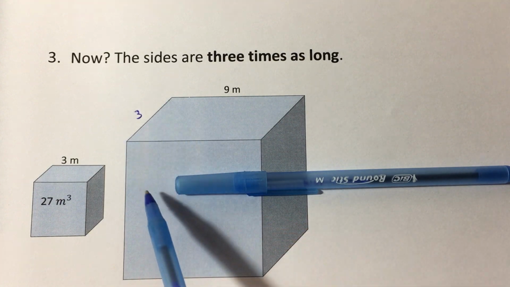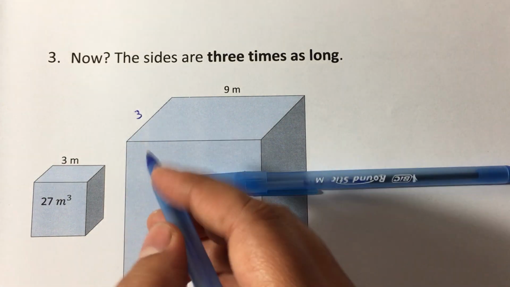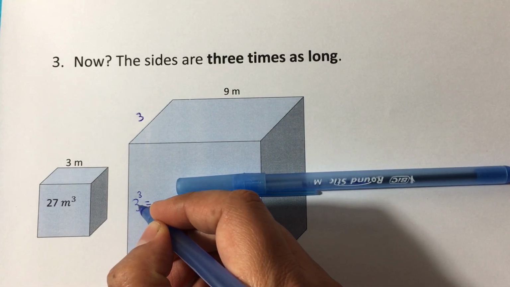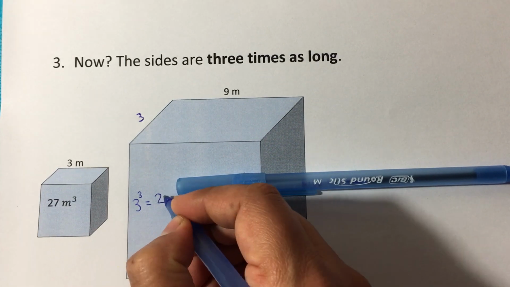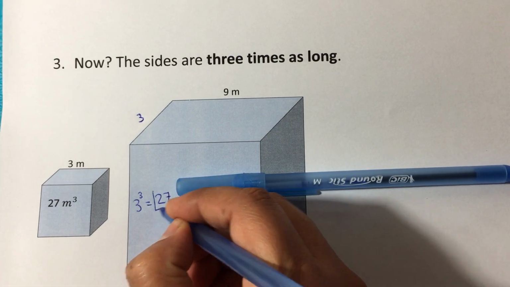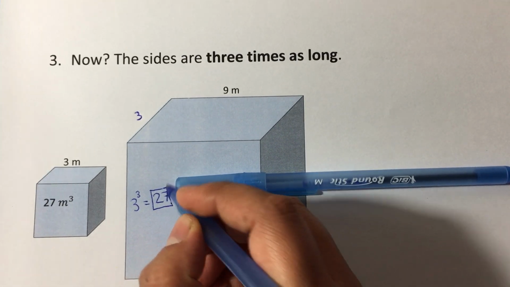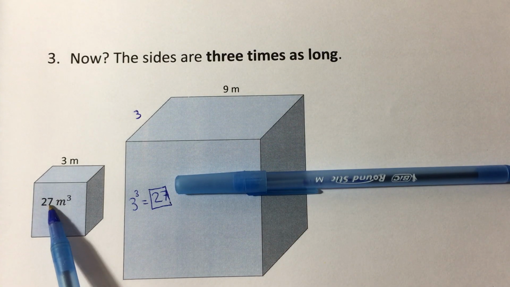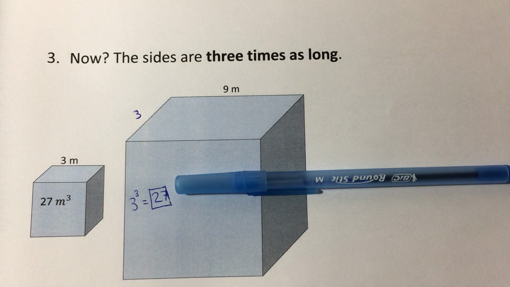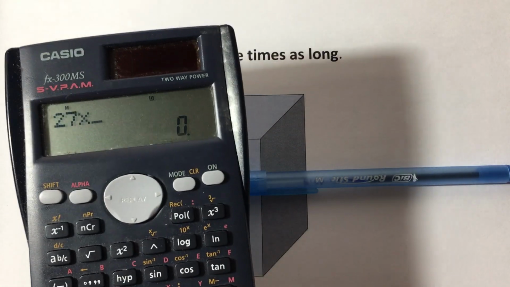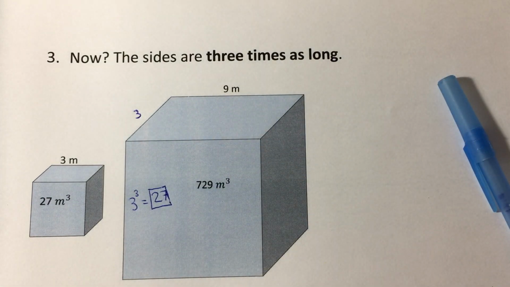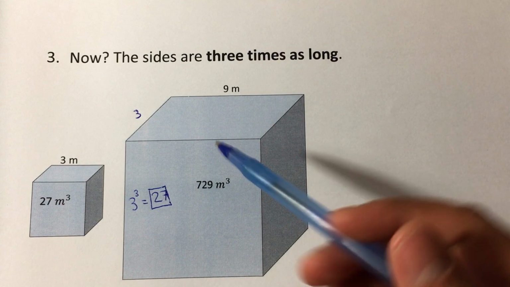Now, because we want volume, we're going to raise that to the third power. And that gives us 3 times 3 times 3 is 27. Okay, so that's the comparison or ratio between these volumes. What do I do? I just multiply 27 times 27. And so 27 times 27 is 729. So that's how we're going to be doing this.